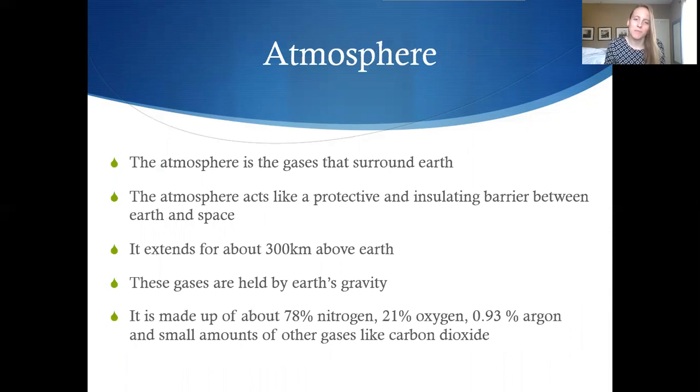Then we have the atmosphere, which is all the gases that surround Earth. It essentially acts like a protective and insulating barrier between the Earth and outer space. It extends for about 300 kilometers above Earth, and all of those gases are held to Earth by Earth's gravity. Our atmosphere is about 78% nitrogen, 21% oxygen, less than 1% argon, and then small amounts of other gases like carbon dioxide.